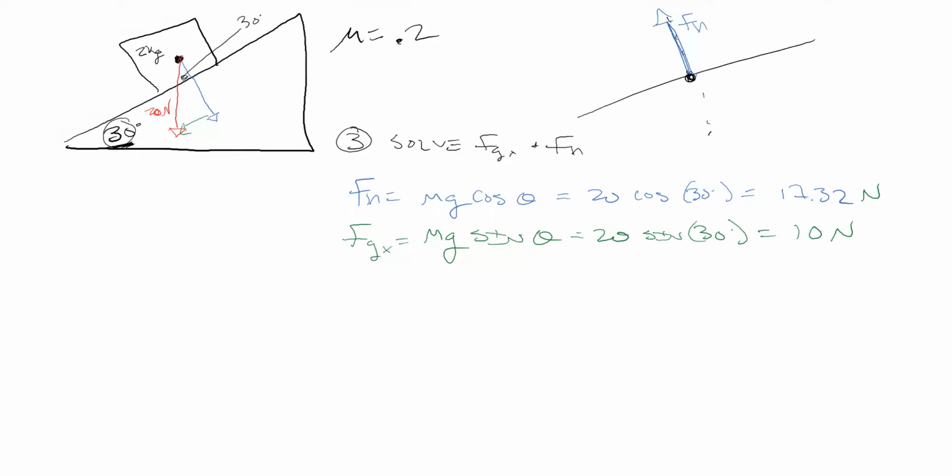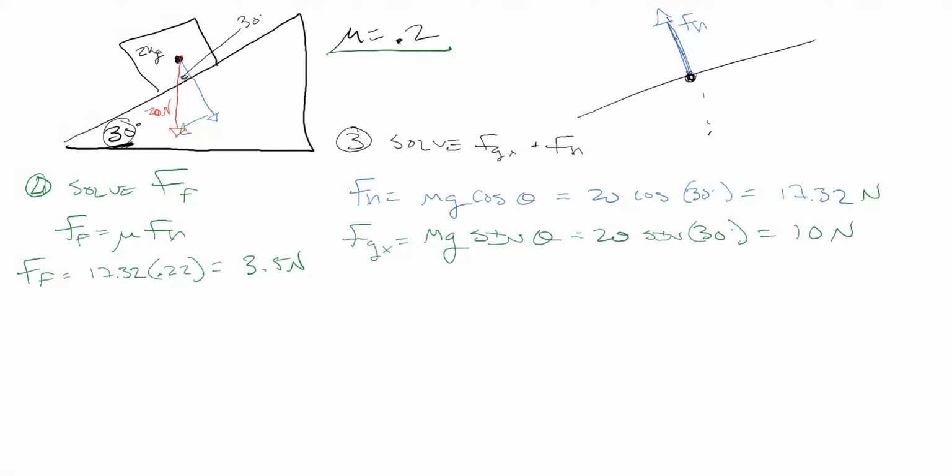All right. Now, step 4 is I need to solve for the friction force. So step 4, solve friction force. Well, what's my equation for the friction force? Friction force equals mu times the normal force. Mu is given. And I just solve for the normal force over here. So friction force equals 17.32 times 0.2, which gives me an answer somewhere in the neighborhood of 3.5 newtons. 3.46, whatever, 3.5.